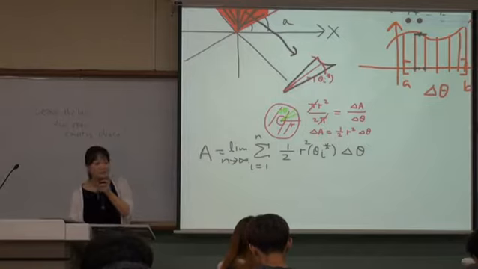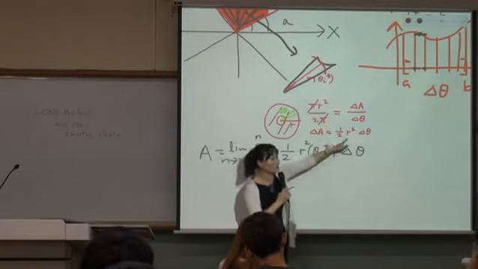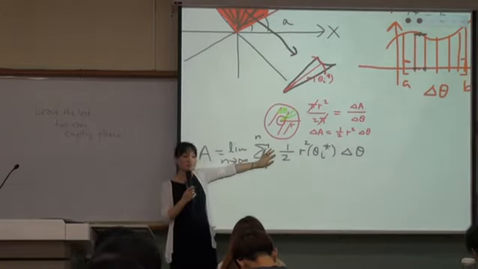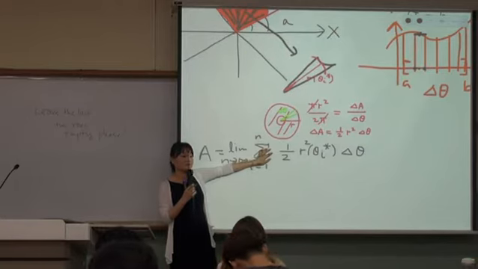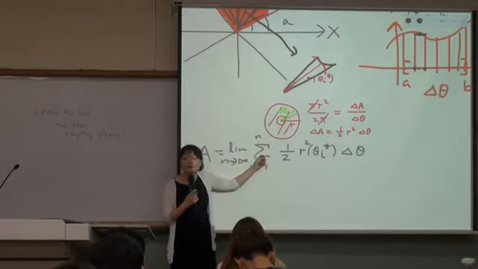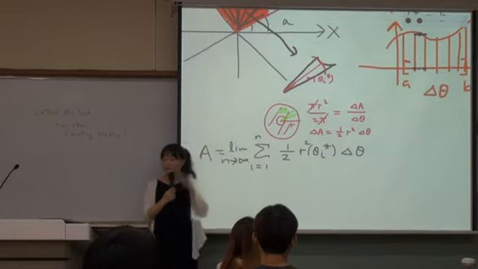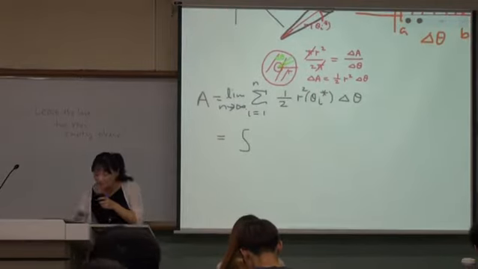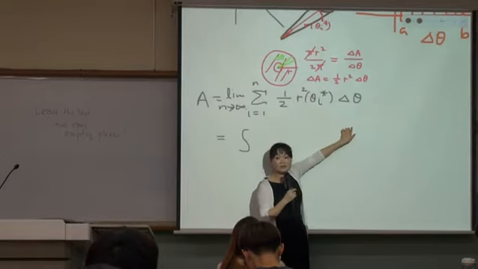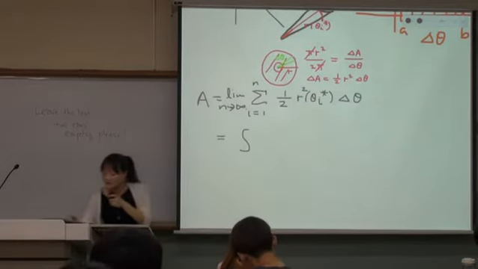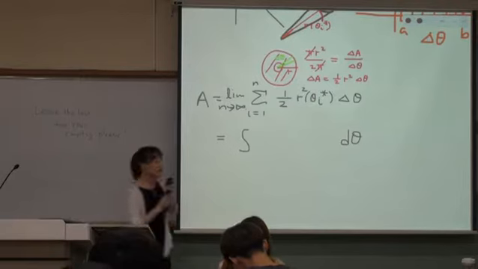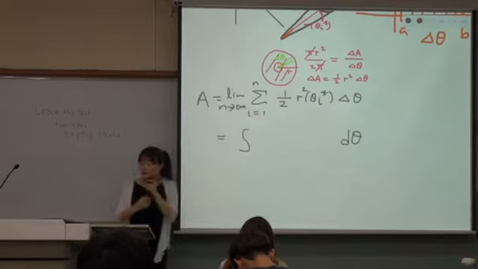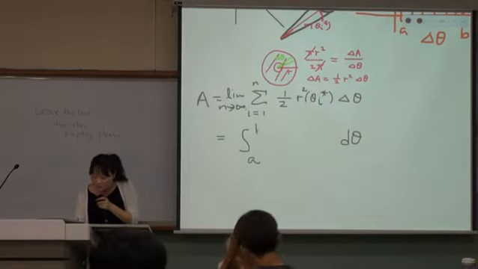1/2 r squared delta theta. Any question in this derivation? What is the limit of the sum? Integral, Riemann integral, right? So this is equal to the integral. Delta theta becomes d theta, right? So the variable of integration is theta. So theta is from where to where? A to B. So theta is from A to B.